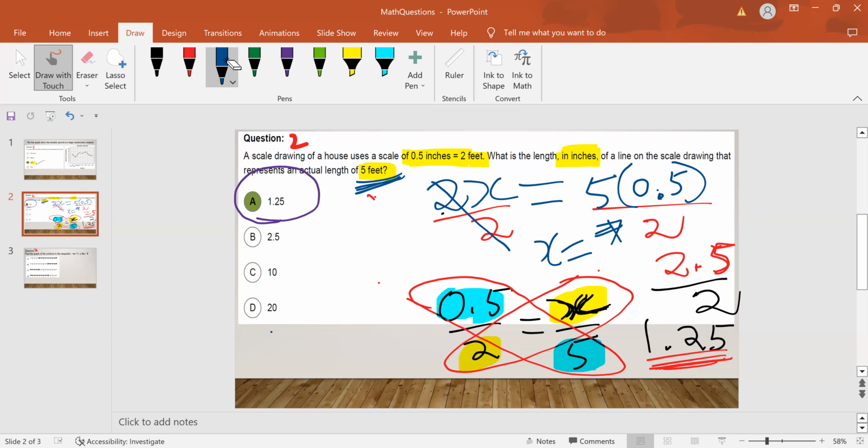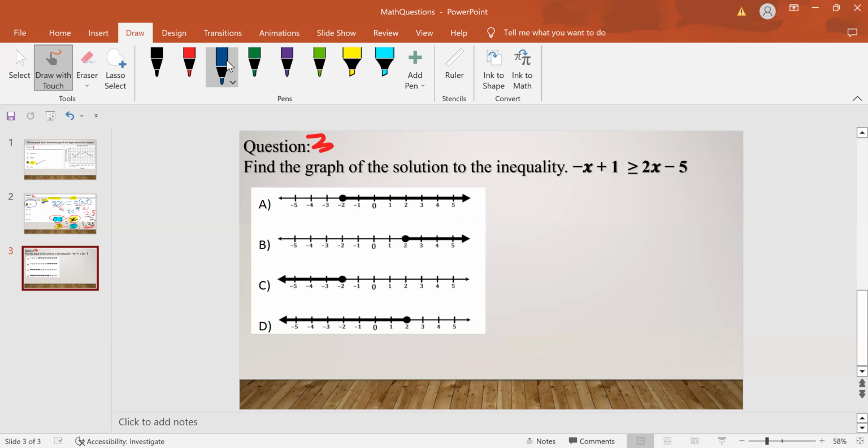So let's continue with the last question. The last question is here. Again, for this question I will use 2 different methods. This is an inequality. What is very important here is to understand that the name of this symbol is what? Greater than or equal to.